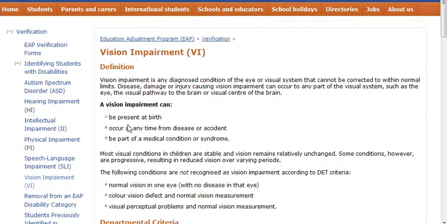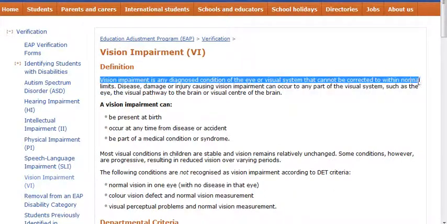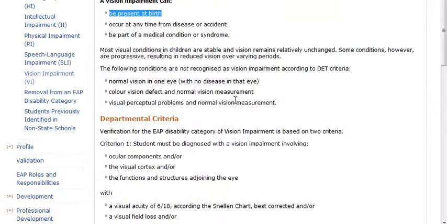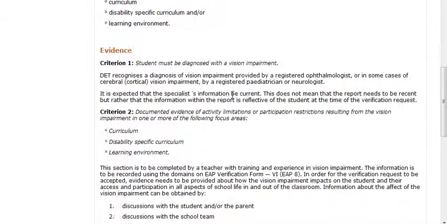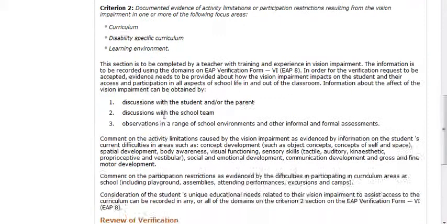Now if we click on vision impairment, it'll take us to a website that defines it, which is any diagnosed condition of the eye or visual system that cannot be corrected to within normal limits. So you know that blindness is definitely a vision impairment. It talks more about it and it gives extra links on it.